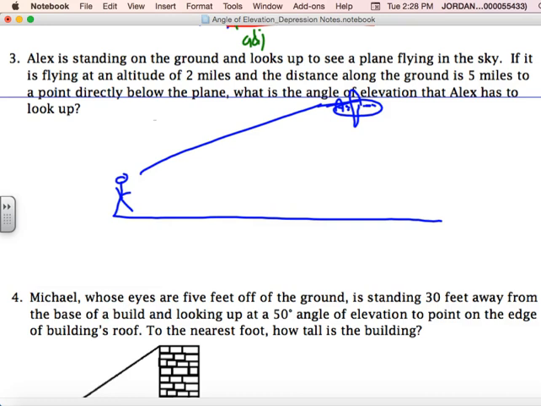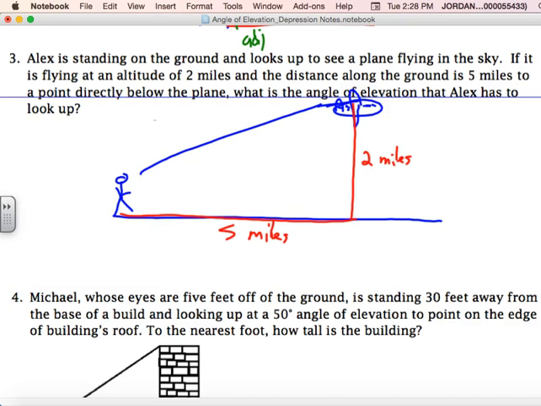If it is flying at an altitude of 2 miles, so that's the height the plane is. We know that's 2 miles. And the distance along the ground is 5 miles to a point directly below the plane. So this distance from here to right below the plane is 5 miles.